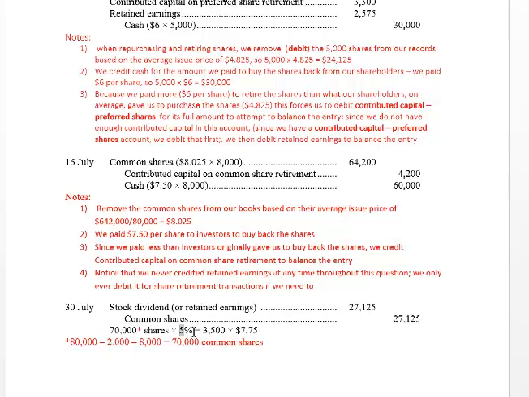We'll take 5% of that. So that means we are going to issue an additional 3,500 shares at the market price at the declaration date, which is $7.75. So we're going to debit our share or stock dividend declared, or you could do it directly to retained earnings, for $27,125, right? Because this is $27,125 if you do the math. And we're going to credit common shares for $27,125.